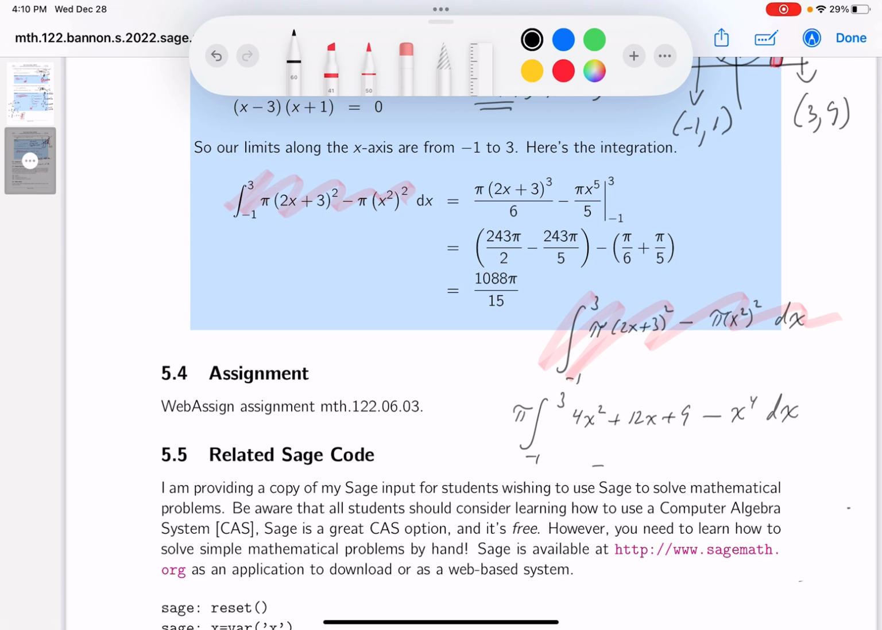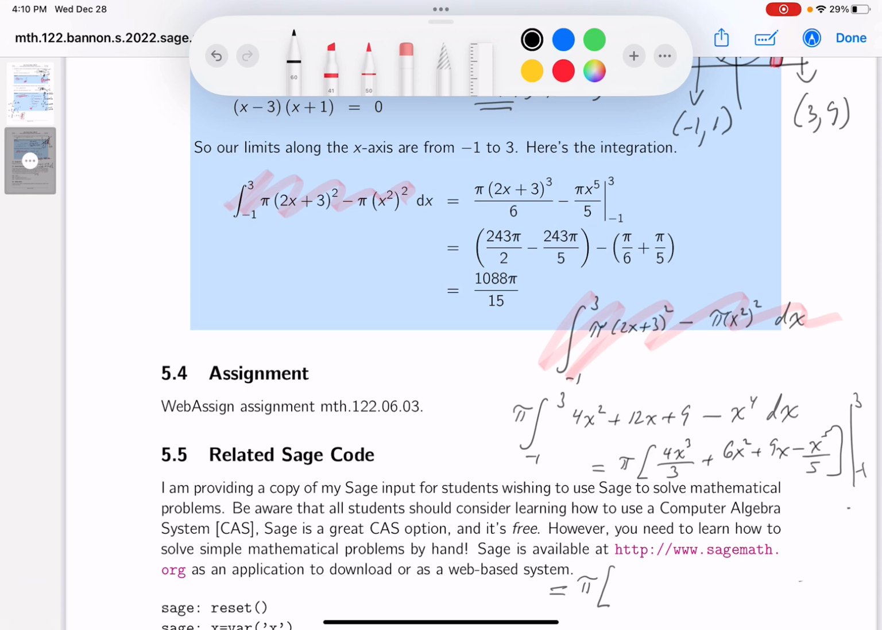Let's do our antiderivative. This is going to be pi. That's going to be 4x cubed over 3 plus 12x squared over 2, which is 6x squared, plus 9x minus x^5 over 5. And that limits of integration again from minus 1 to 3. All right, let's put the numbers in. And what do you get there? Pi.